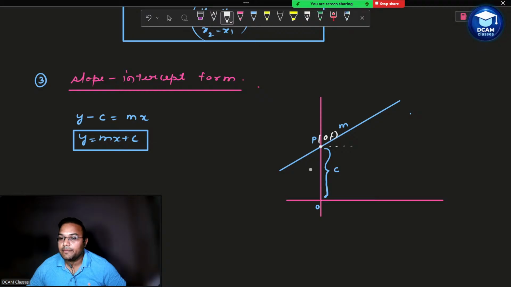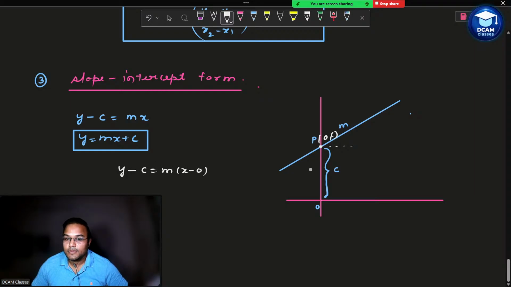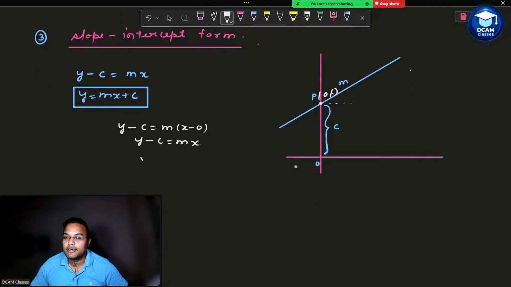Slope of the line is m. So if you put point slope form, y minus c is equal to m into x minus 0. You will get the equation y minus c is equal to mx, which is y is equal to mx plus c. Correct?